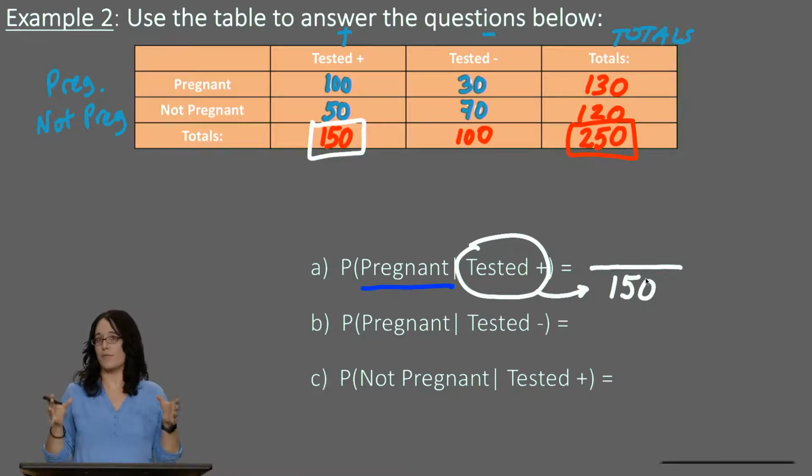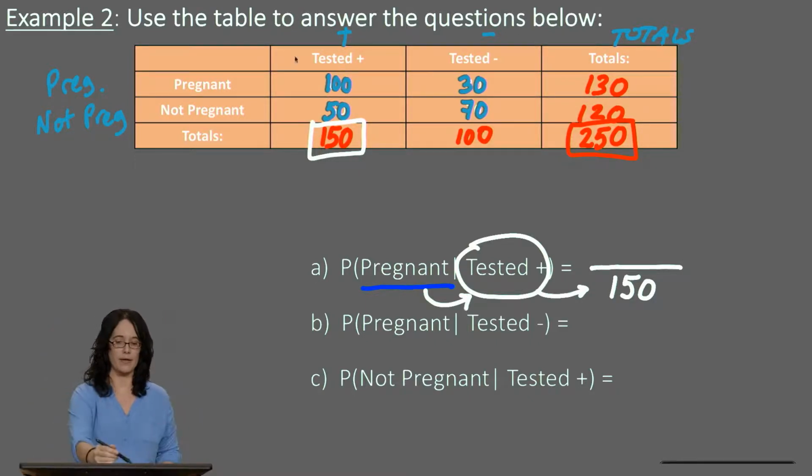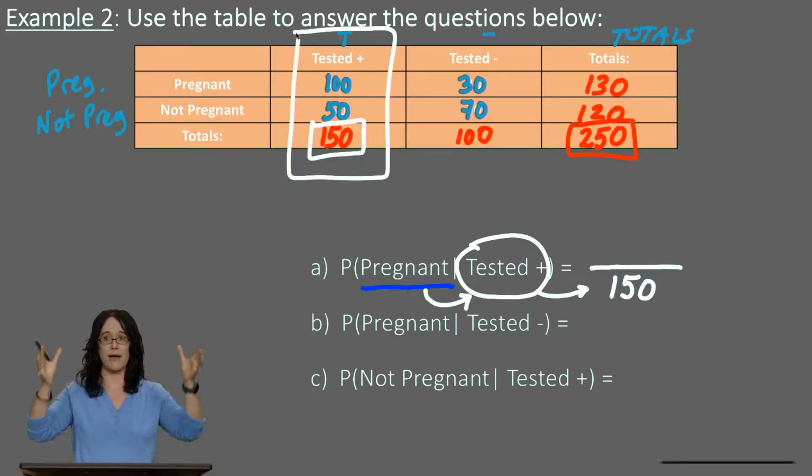Of those 150 women, how many of them were actually pregnant? In other words, how many of them got a true positive, right? They were pregnant when they happened to test positive. So how many pregnant women do we have? Now, if you wanted to look at the entire total of pregnant women, that's 130. But should that be what I do if I'm looking at conditional probability with my shortcut? No, I should only look at pregnant women who happen to have tested positive. So I restrict myself to the condition, right? Only looking at those who tested positive here.